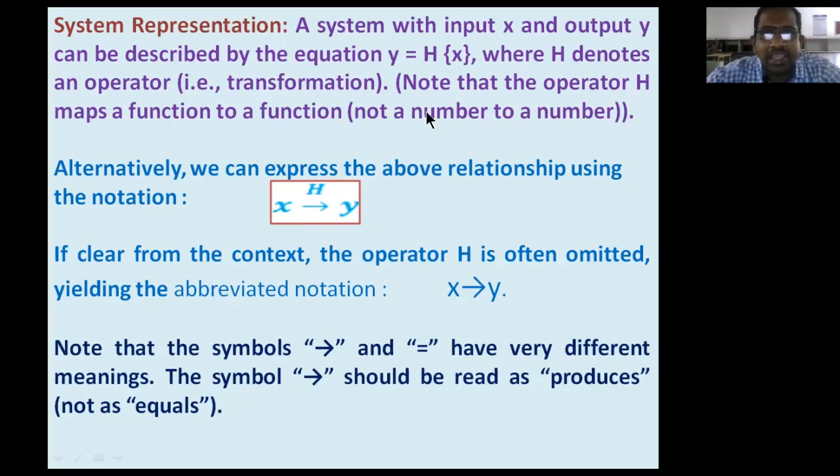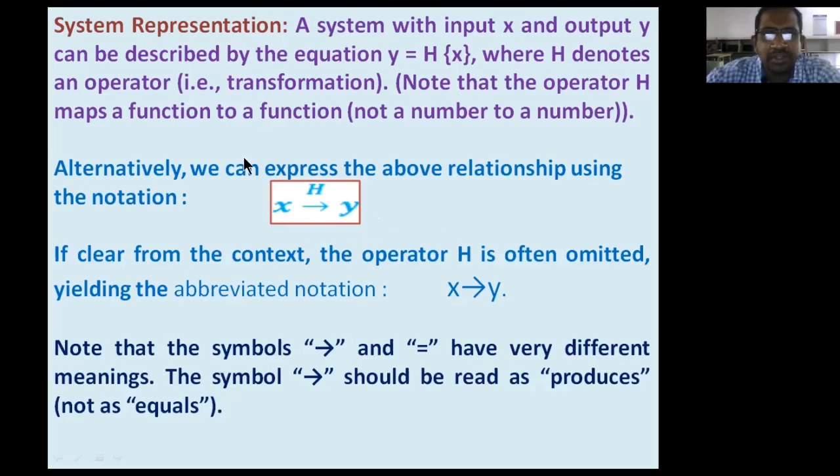The equal to operator is like an assignment operator. That means whatever is on the right hand side is assigned to the left hand side. Whereas this arrow operator indicates that the signal is transferred from input to output after being processed by the system h. Now the system h is optional; we can simply avoid writing it. So this is the basic representation of a system: x tends to y for a system h.